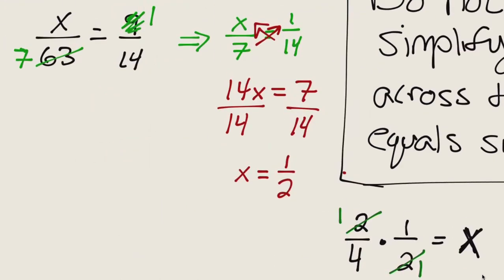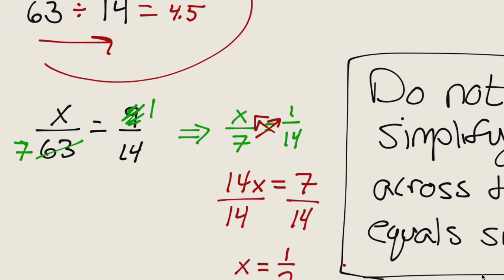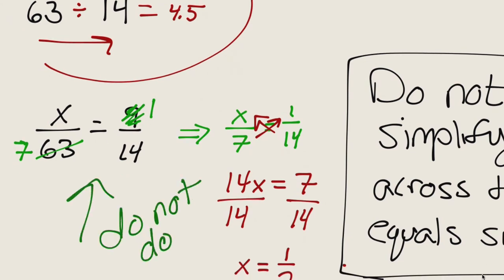You cannot simplify across the equal sign. Do not simplify across the equal sign. Does that make sense? You will change your answer and it will be wrong.